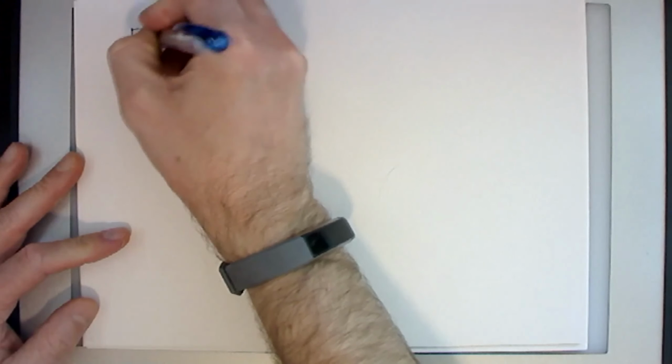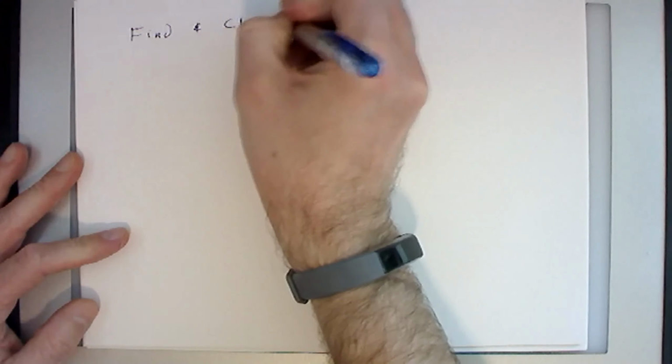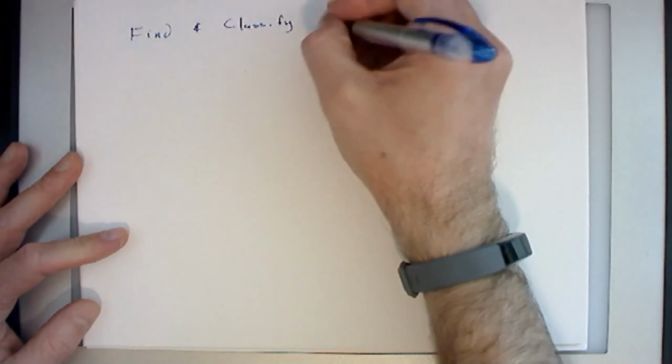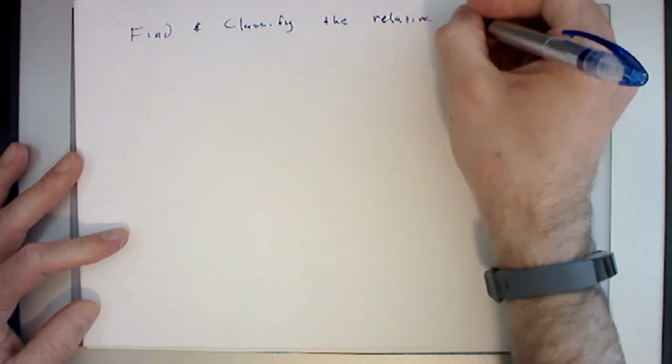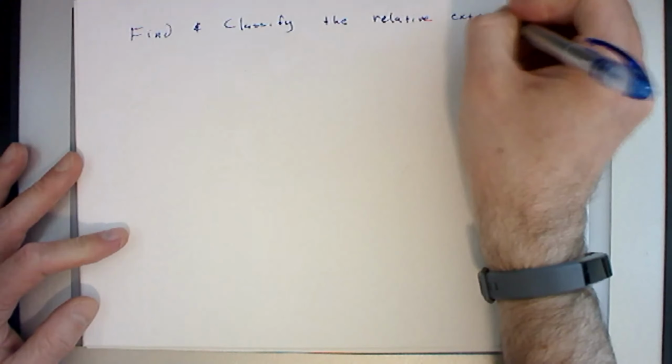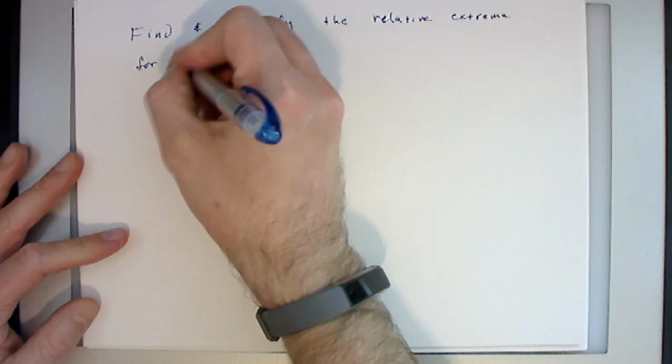All right, so let's look at this problem. We want to find and classify the relative extrema, meaning maxes, mins, and saddle points, for the following surfaces.